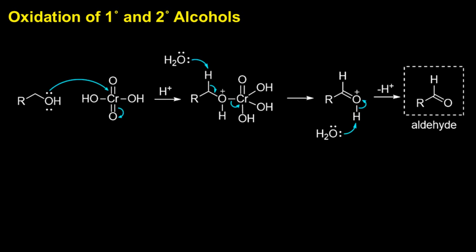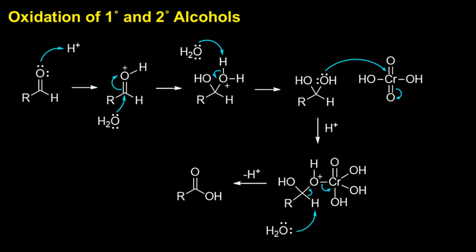Let's start with the first part, turning the alcohol into an aldehyde. The lone pair on the alcohol oxygen attacks the chromium center in chromic acid, and that forms a chromate ester. Next, a water molecule steps in as the base. It pulls off the hydrogen from the carbon next to the oxygen. That sets off an E2-like elimination. Electrons shift in, the bond to chromium breaks. Then, after deprotonation, the aldehyde is formed. So that's the first half, from alcohol to aldehyde.